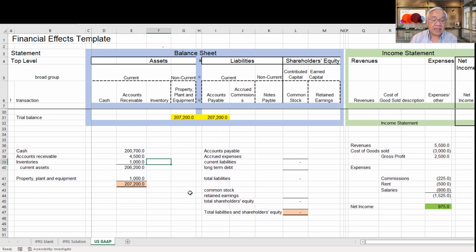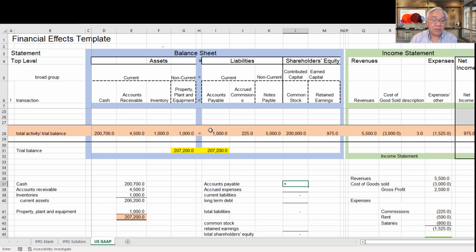Then the next section is accounts payable. Again, plus, and we point to the number. And then accrued expense plus, point to the number. So the subtotal of current liabilities, the sum of those two numbers. And then the long-term liability is 5,000. So we have total liabilities of 6,225, common stock, when we sold our stock for 200,000. And then we have retained earnings of 975.